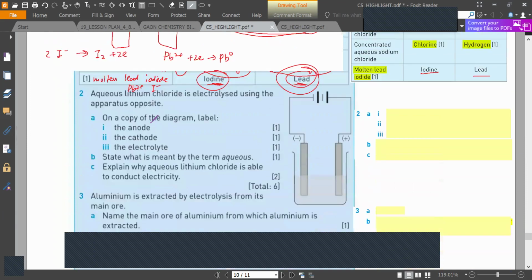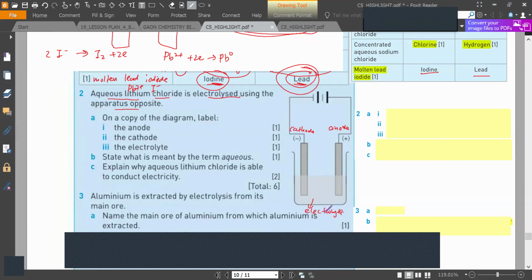Next. Another exam type question here. As you can see, these are the types of questions that we will get. Aqueous lithium chloride is electrolyzed using the apparatus opposite. Here we will label the anode. The positive one is the anode, the cathode will be the negative one, and then the electrolyte. So this is the electrolyte.